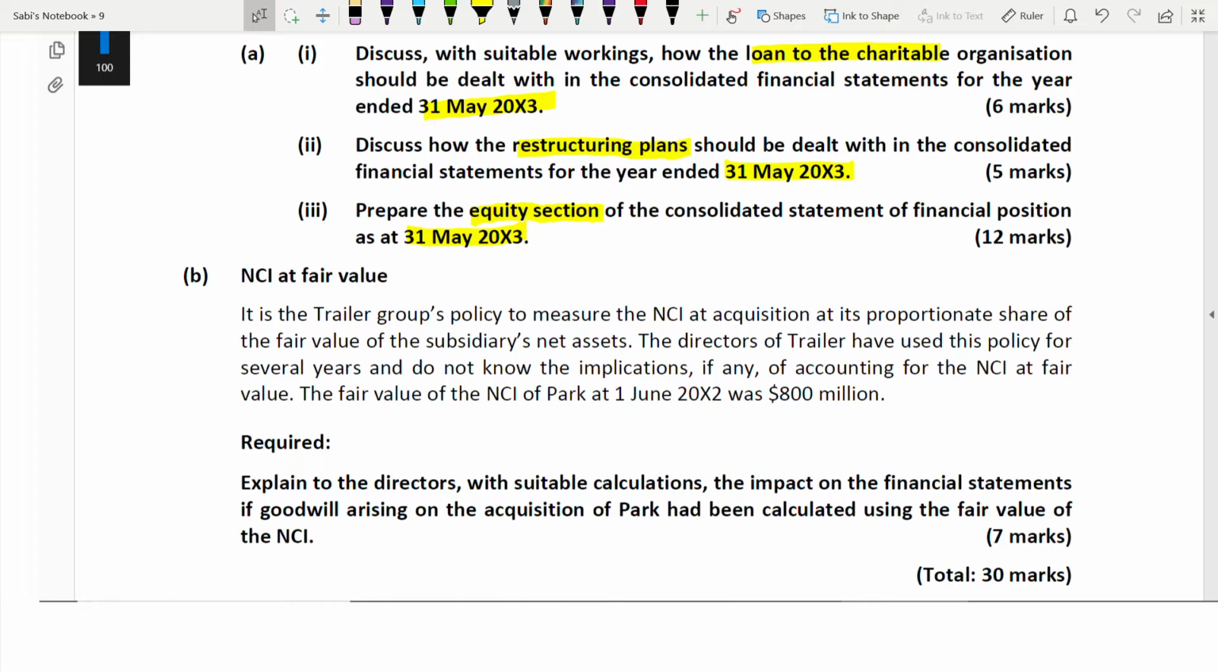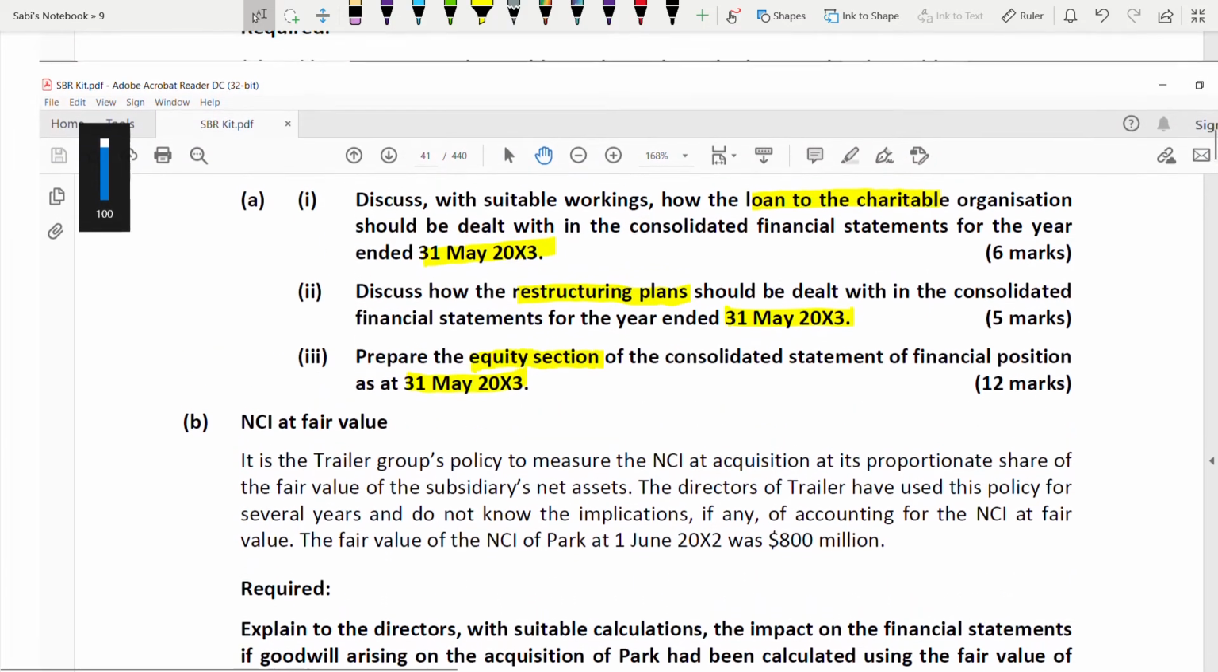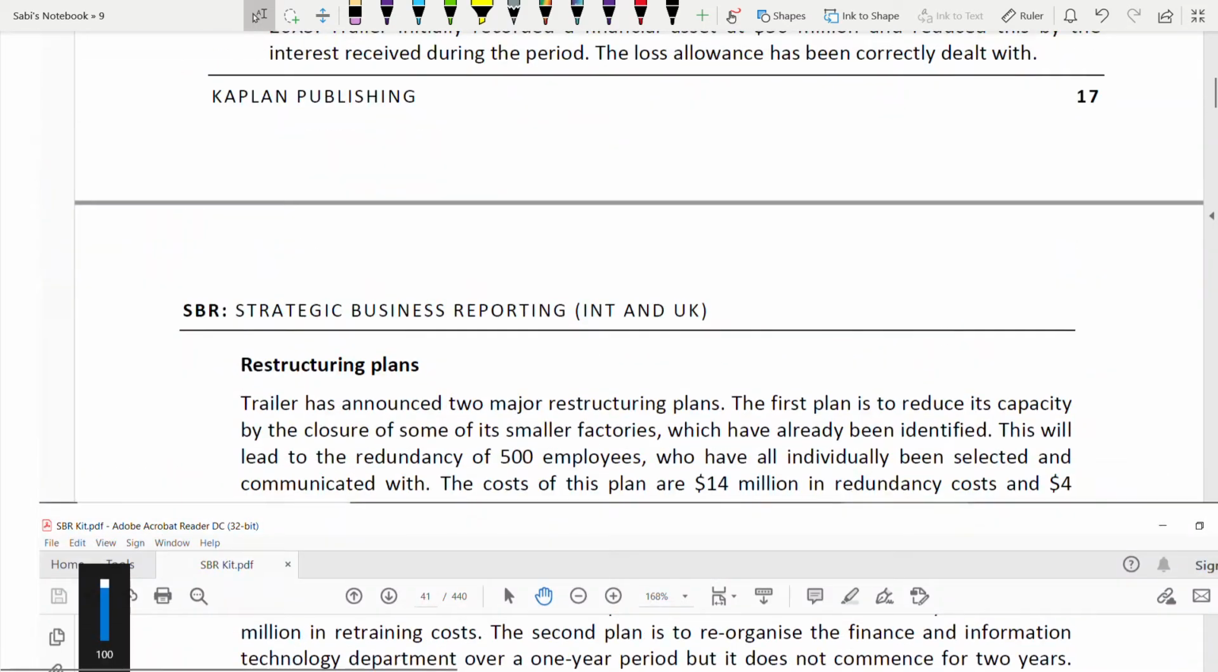Now first let us tackle A. Okay, since there's a separate requirement paragraph for part B, that shows that you don't need the previous paragraph to answer part B. It's only relevant for part A. Okay. So now let us go to the case study.